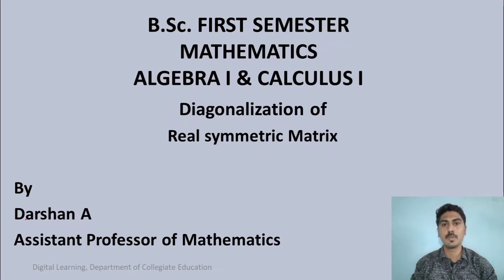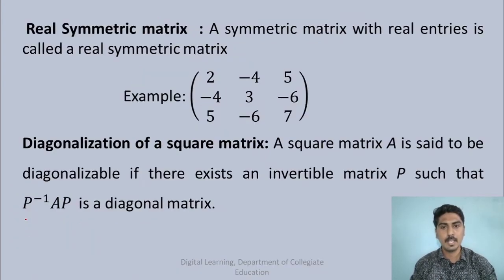In this session, we are going to learn about diagonalization of real symmetric matrix. A matrix A is said to be a symmetric matrix if A is equal to A transpose. If the entries of A are all real, then we say that A is a real symmetric matrix. Example: 2 minus 4 5, minus 4 3 minus 6, 5 minus 6 7.